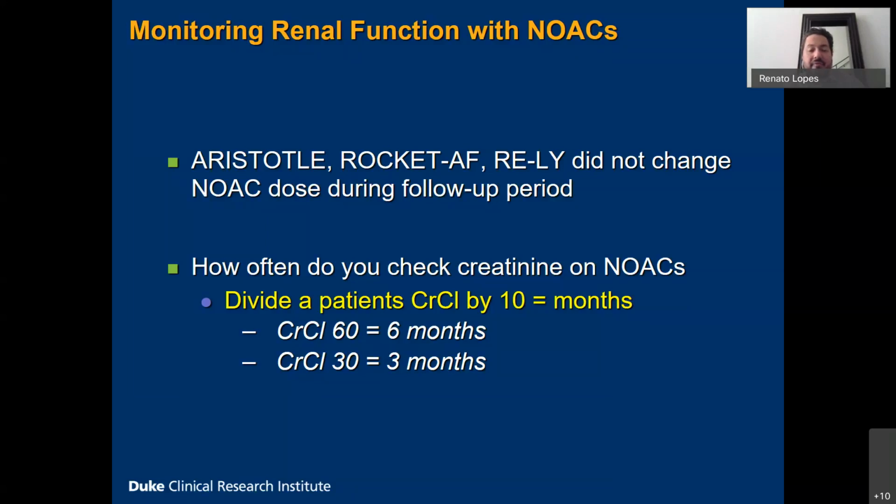And a nice rule of thumb is that you can divide the creatinine clearance by 10. And that's the number of months that you should monitor it. For example, for somebody that has a 60 of creatinine clearance, just look at renal function every 6 months. For somebody that is 30, just monitor the patients every 3 months. So again, just try to monitor these patients roughly around the number of months defined by creatinine clearance divided by 10, and will be very safe.